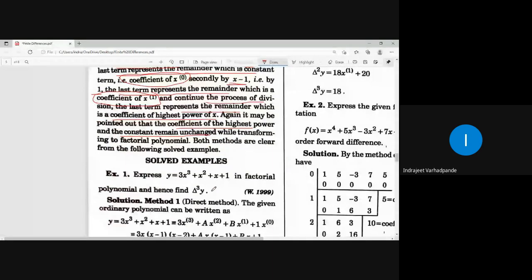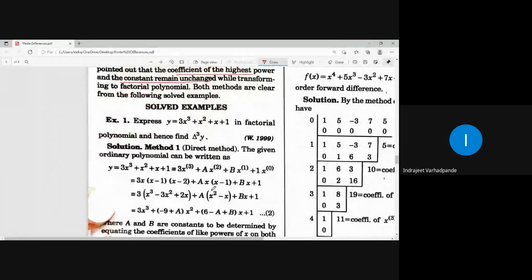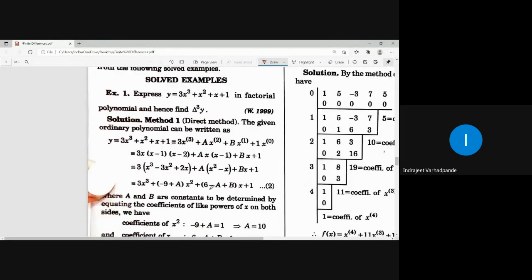So without wasting much time, we look at one example related to the conversion of a polynomial to factorial notation. How will the question be asked: express y equals 3x cube plus x square plus x plus 1 in factorial polynomial and hence find delta cube of y. Y is initially given as a plain polynomial in variable x. What is the highest degree of the polynomial? 3. Is it in the proper sequence? Yes. x to the power 3, x to the power 2, x, and x to the power 0, which is the constant term.